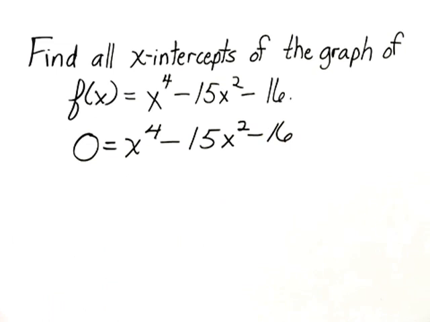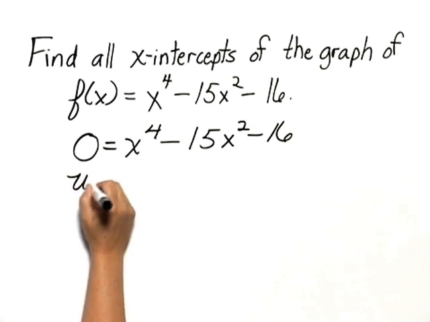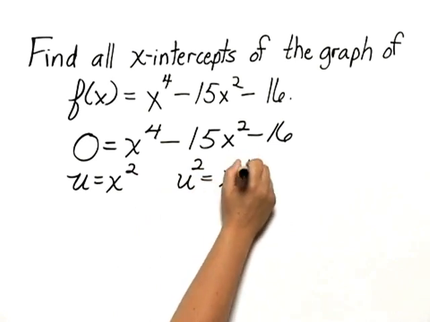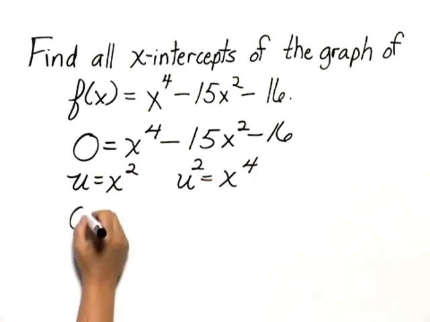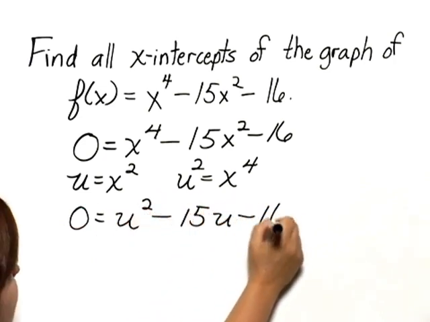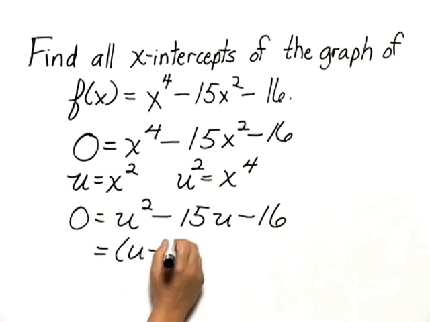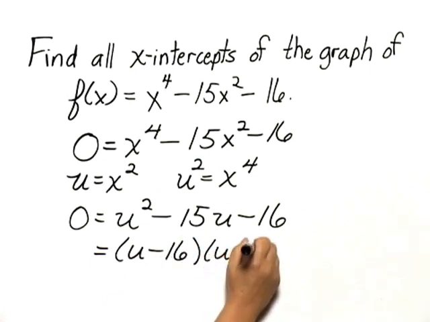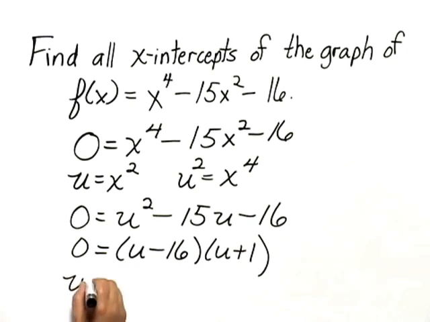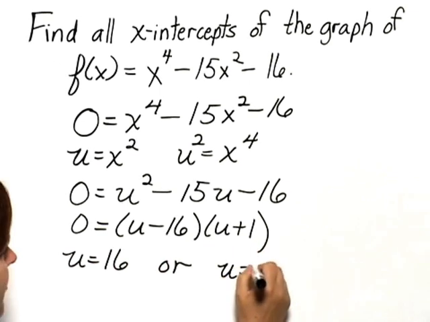This is not exactly a quadratic equation, but if we let u equal x squared and u squared equal x to the fourth, we can substitute and get 0 equals u squared minus 15u minus 16. And this we can factor and solve. This would be u minus 16 times u plus 1, which would mean that u minus 16 would be 0, means that u has to be 16. Or if u plus 1 is 0, then u would be negative 1.